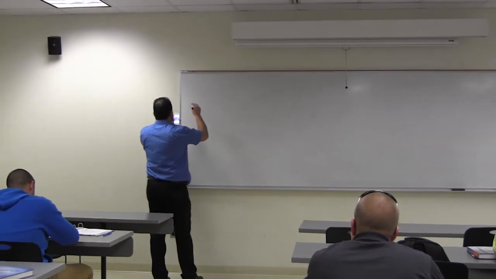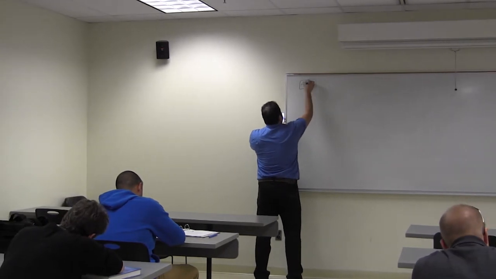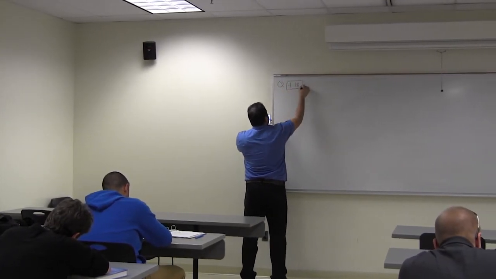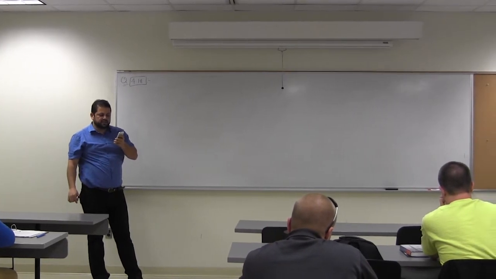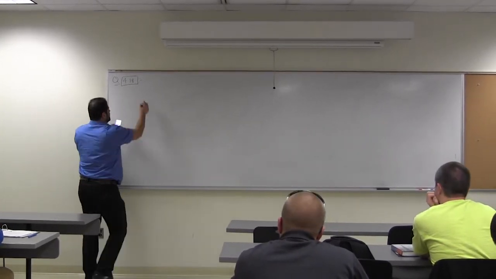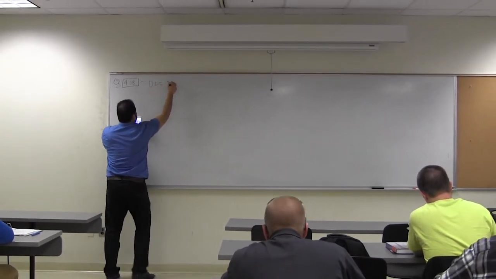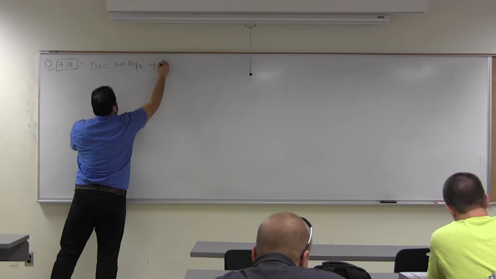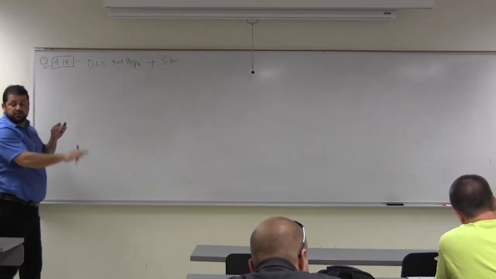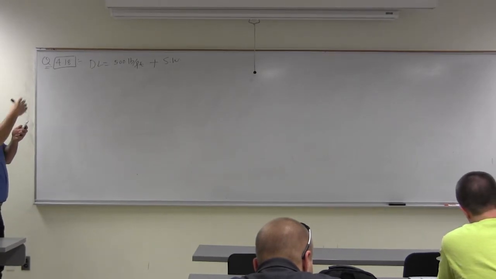Which is going to be 4.18. That's the question in the textbook. It says a rectangular tension reinforced beam is to be designed for a dead load of 500 pounds per foot plus self weight. So the dead load will be 500 pounds per foot, or 0.5 kip per foot, plus the self weight of the beam.